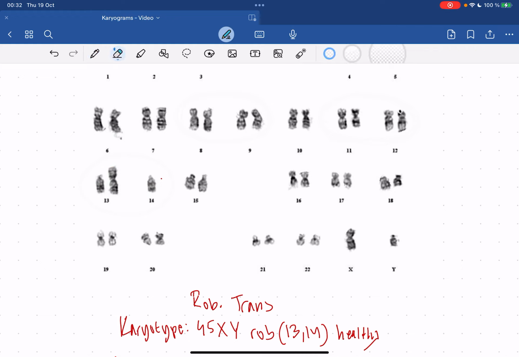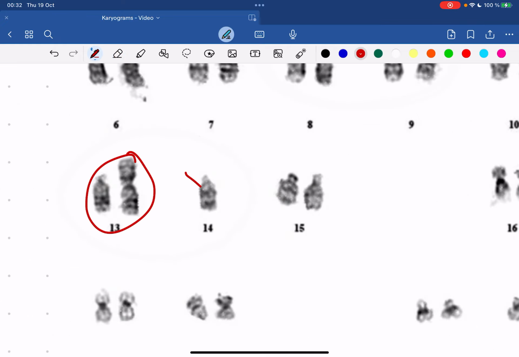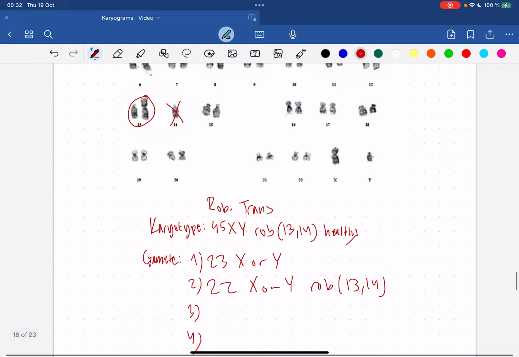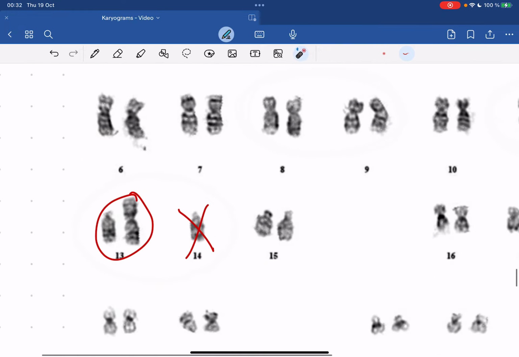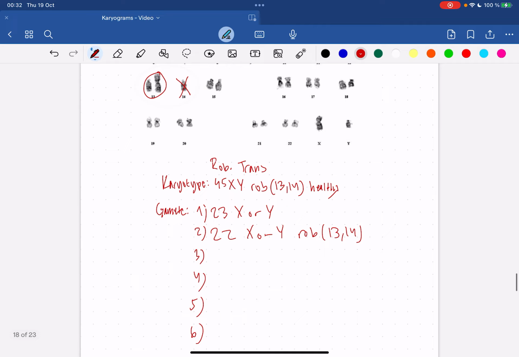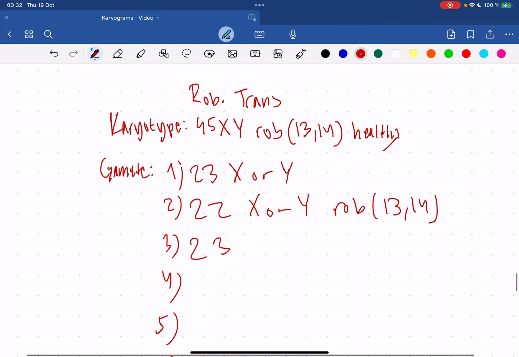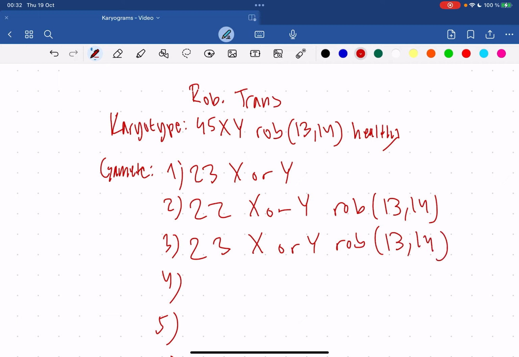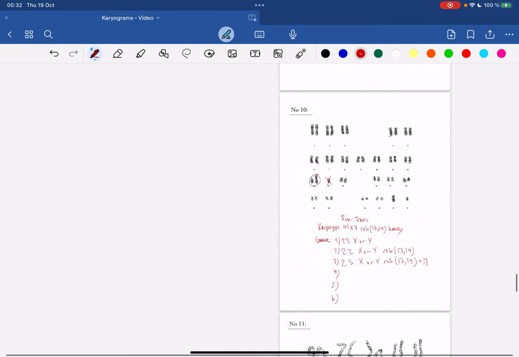Now we can also pick one where, let's say, we pick these two and not that one. That means that we have an additional 13. So we have one here as well as one here. This one's 14. And that leads to a trisomy. So let's write it down: X or Y, and then Rob 13, 14, and then there's an additional piece of 13.